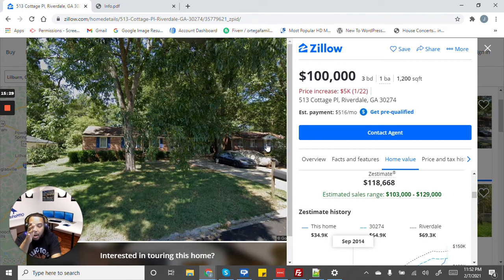Zillow sometimes is right, guys. I mean, it's very rare, but they're right sometimes. So if it is 118, that's how I will run my numbers, and I will bring it down all the way to about 67 grand, and I will offer the seller about 60. So that's how I do it. Let me know if you have any questions.